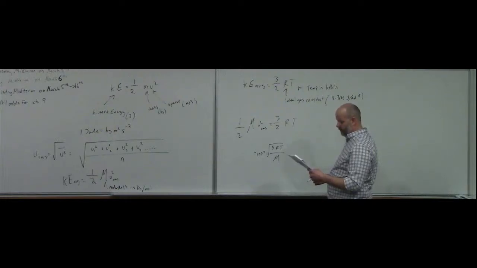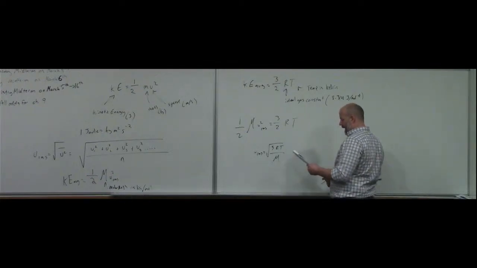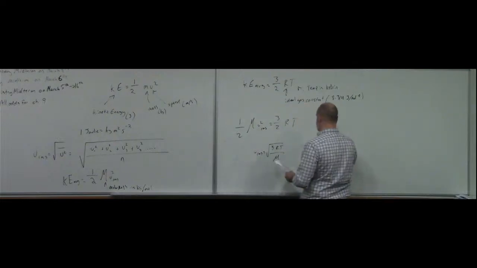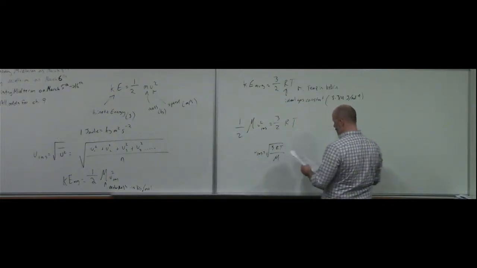Calculate the root mean squared speed for a nitrogen molecule at 30 degrees centigrade. So we're going to try to find that for nitrogen at 30 degrees centigrade.